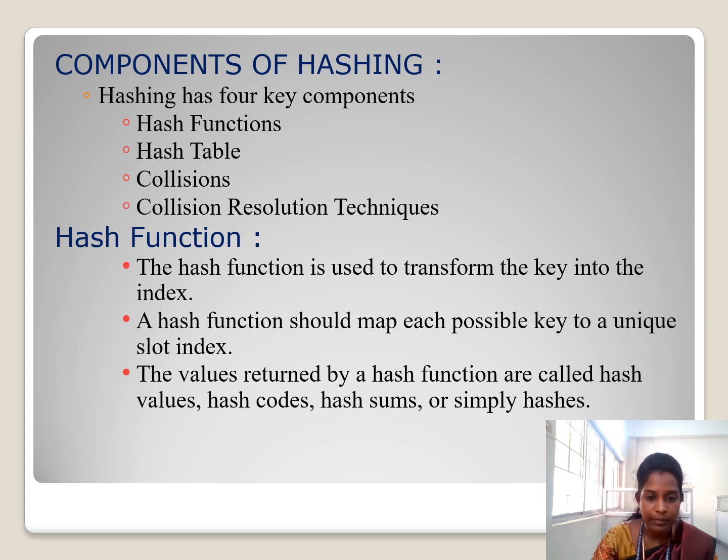If a key is given, the formula is hash of key equals key mod table size, where table size is our array size. This is the formula for calculating hash values. The value we get when performing this operation is called a hash value, or we can also call it a hash code, hash sum, or simply a hash.